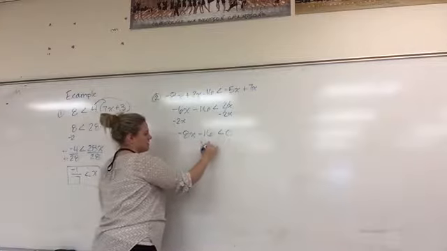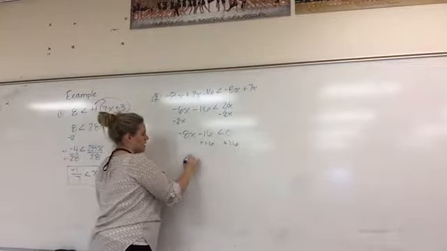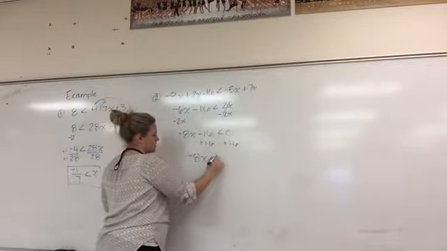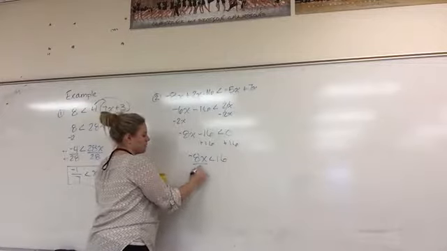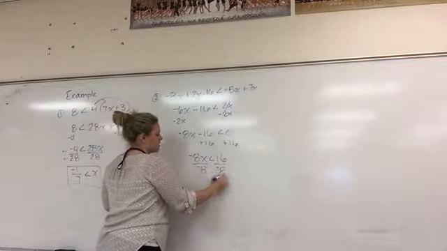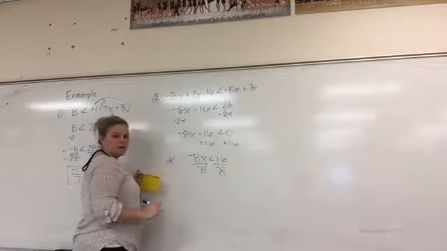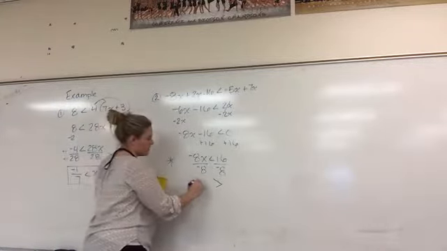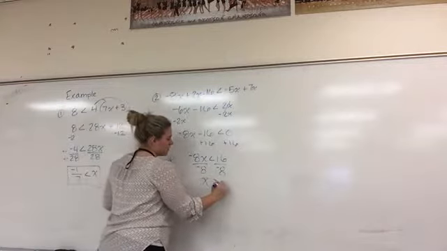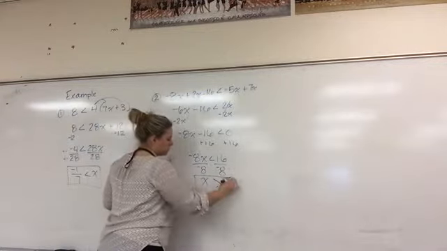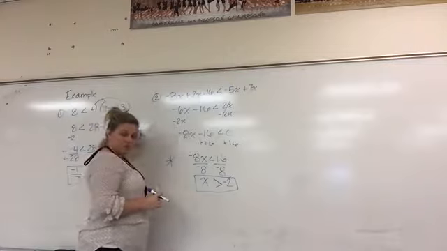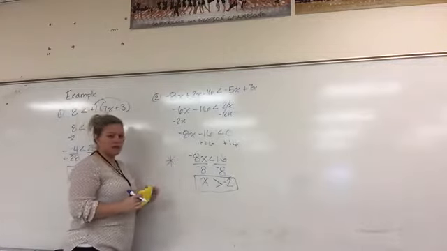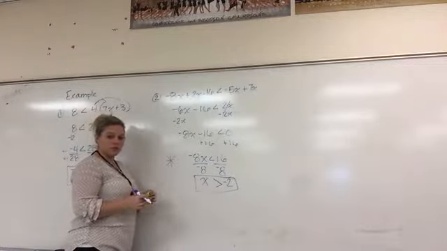Now I'm going to add 16 to both sides, and I get negative 8x is less than 16. Divide by negative 8. This is the important part. When I divide by that negative, I have to flip my symbol around. So I now have x is greater than negative 2. Have to flip that symbol, especially because we divided by that negative 8. Don't forget that step.